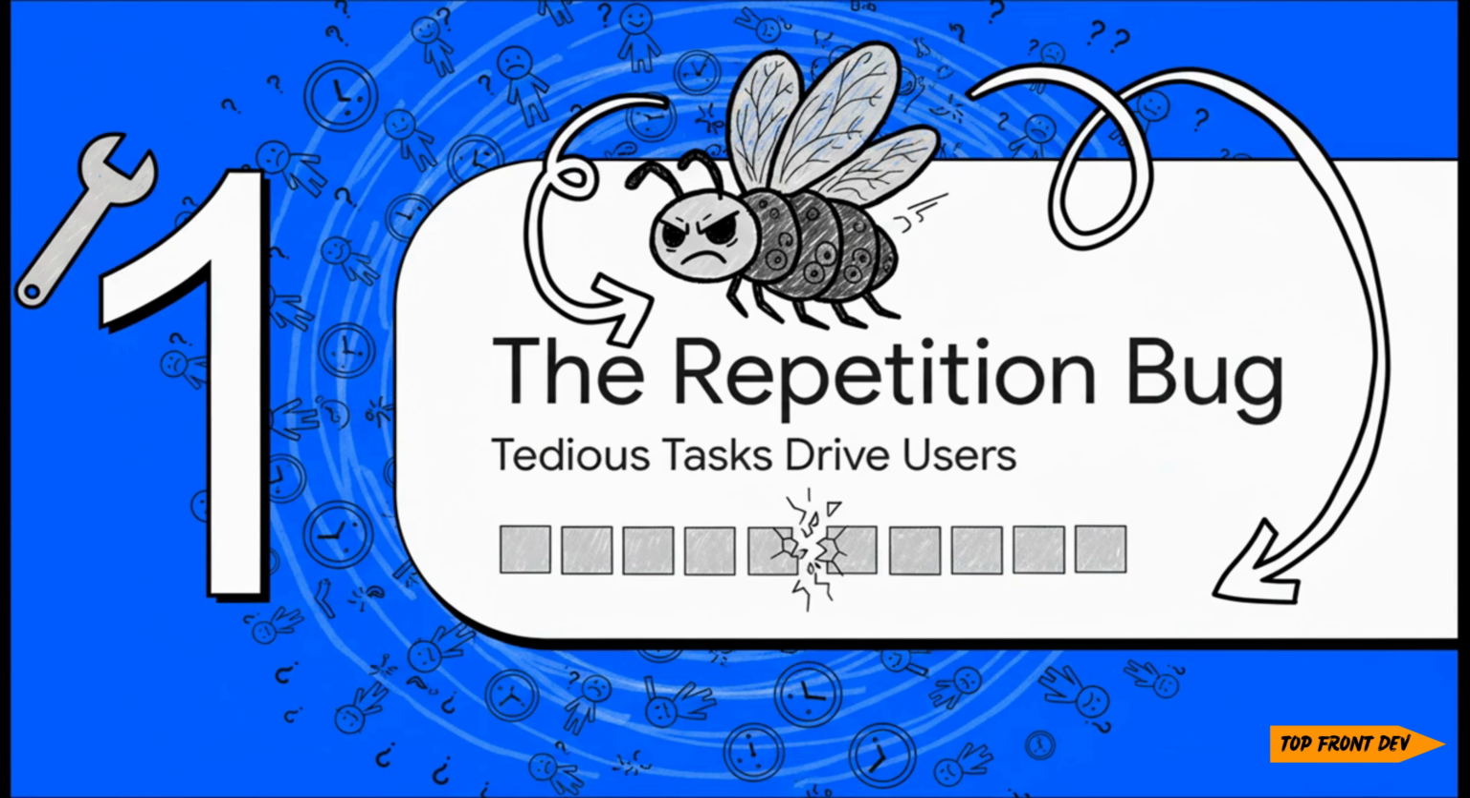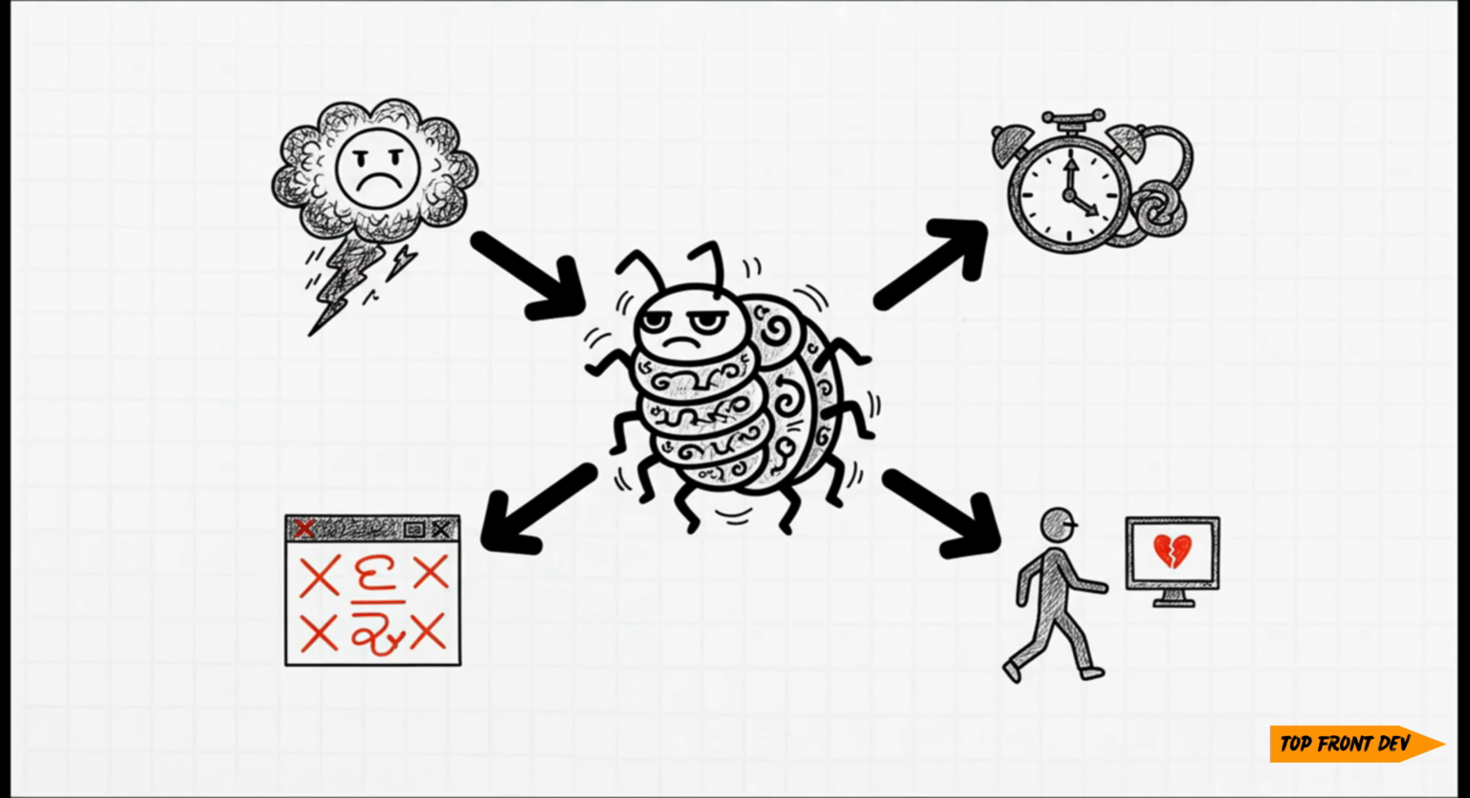Now, it's not going to show up in your error logs, but believe me, it is just as damaging. When a user has to do the same boring task again and again, it completely shatters their focus, it wastes their time, and honestly, it makes them want to close the tab and never come back. And this is where it really hits home for us as devs. User frustration, that turns into angry support tickets and one-star reviews.